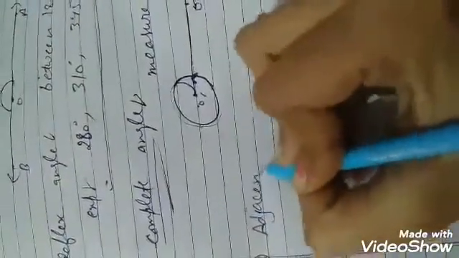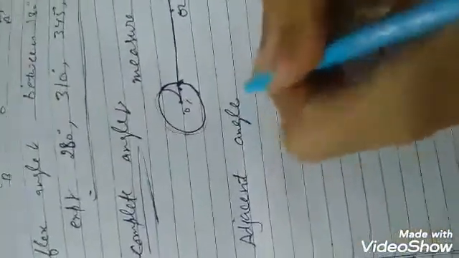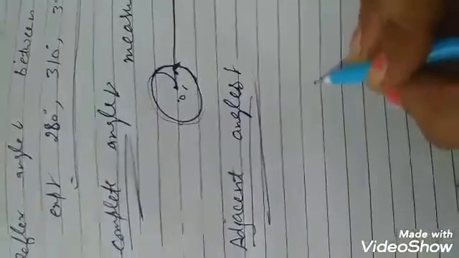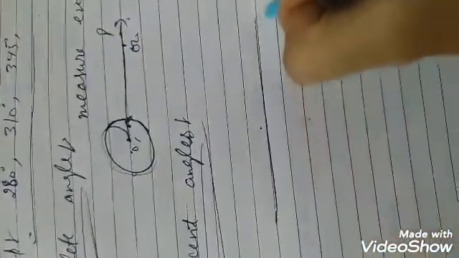Adjacent angles. What are adjacent angles? Two angles are said to be adjacent if they share a common vertex and have a common arm or side.